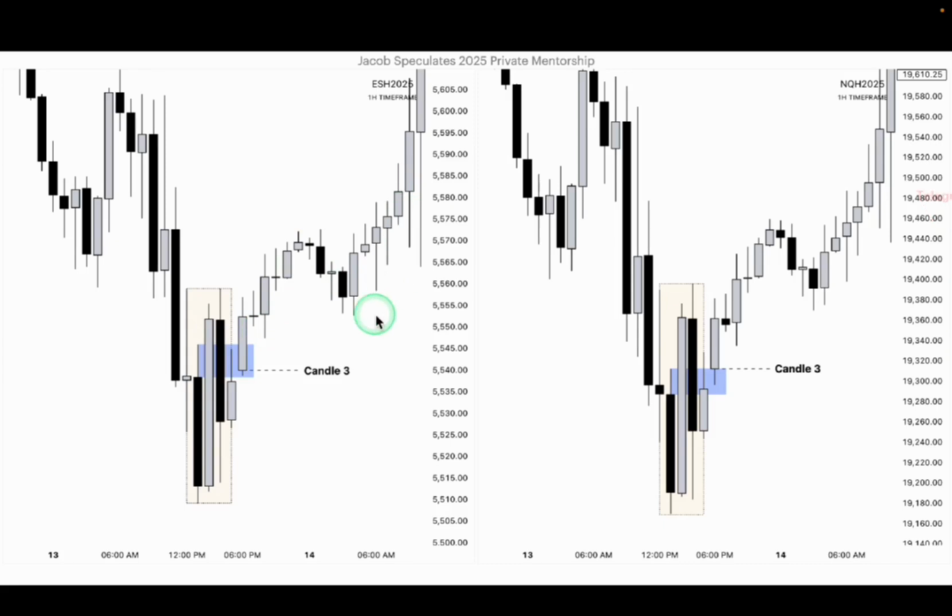So this is another form of a cracking correlation, but you more so use this to gauge strength and weakness, and this is why the NASDAQ was the stronger asset today, because as you can see, this opened on top of the reversion level, while the S&P opened inside of the reversion level.